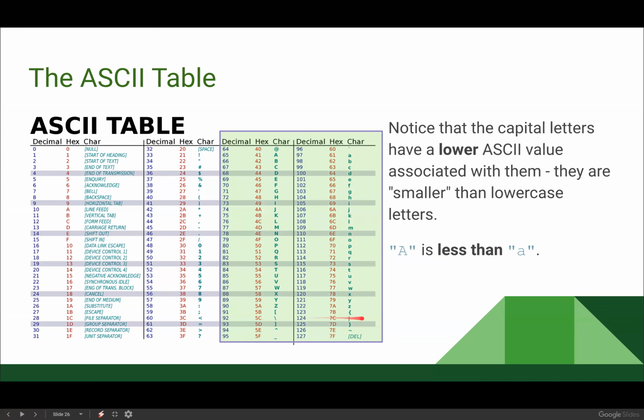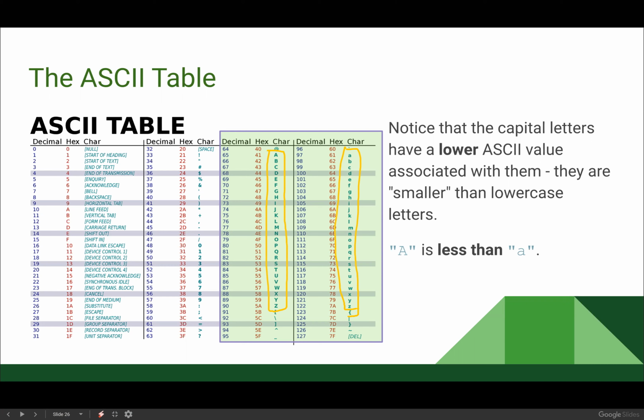If we look at these two columns, those are where our letters are. So we have capital A through capital Z here, and we have lowercase a through lowercase z here.